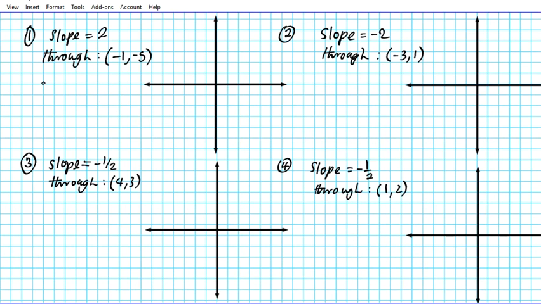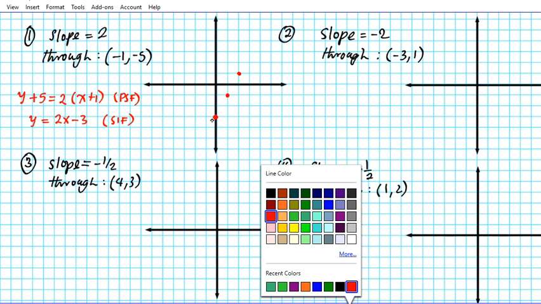So for number 1, the point-slope form is y minus y1 equals m(x minus x1). Okay, and then the slope-intercept form is y equals 2x minus 3. So this is the slope-intercept form, and this one is the point-slope form. And then the graph, we're starting from -3, go up, rise 2, run 1. Okay, so that's the solution to question number 1.